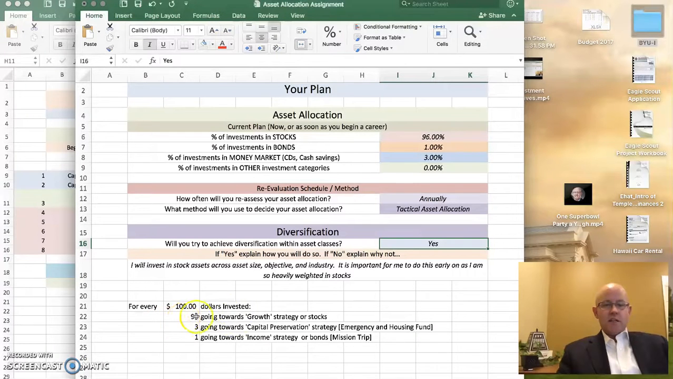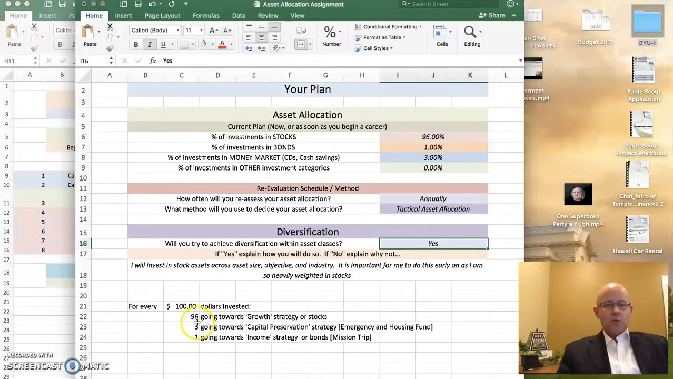So here what you're saying, in this example that we have here, you're saying that for every $100 invested, so again, it's for every $100 that you have to invest. In this example, you'd be saying 96 of those dollars are going to go towards the growth strategy or stocks. 3 are going to go towards capital preservation, which is your emergency plan and housing, and 1 is going to go towards that mission trip that I have on my plan. So this isn't going to be a great plan because it's going to take forever to save up towards the emergency and the housing fund. And I know I have time here on the growth strategy, so I don't have to put as much in. I can let that interest really work for me.